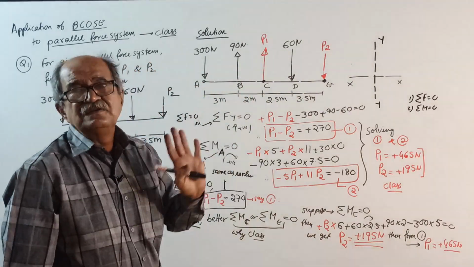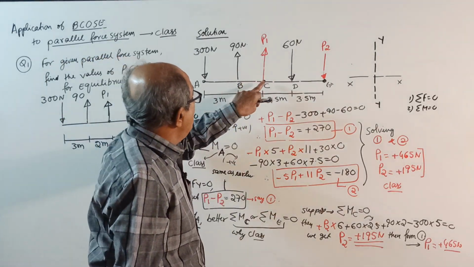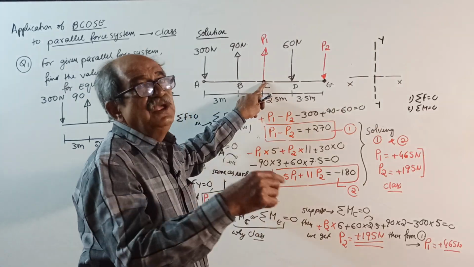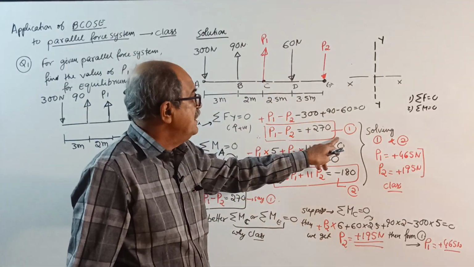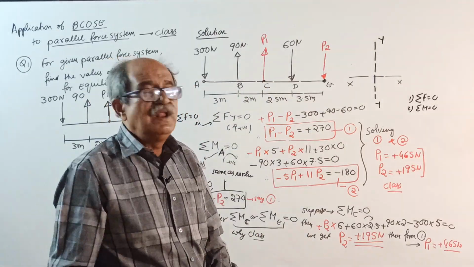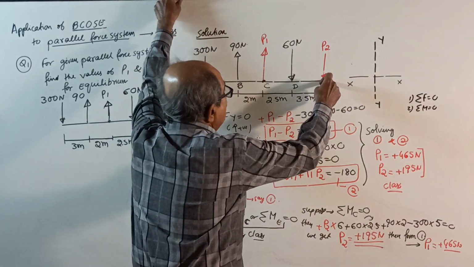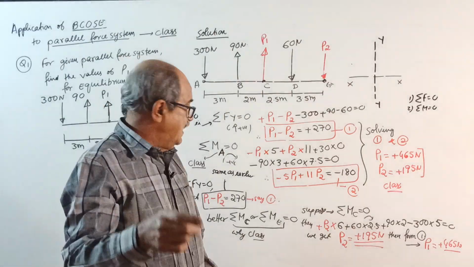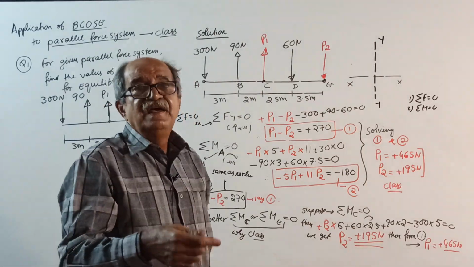We already solved it. But if you take moment about C, P1 into 0, so directly you get P2. Instead of solving simultaneous equations, the direct answer will come. Or if you take moment about E, then P2 into 0. See, right here, all this you write.